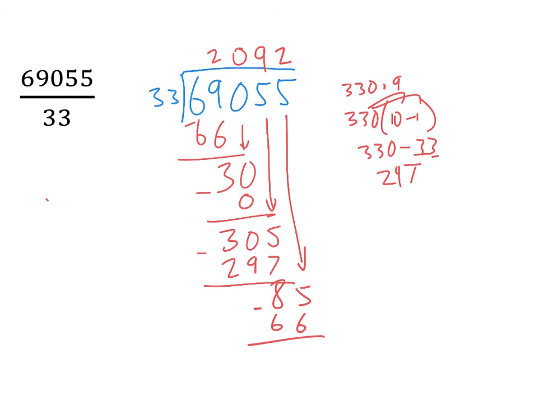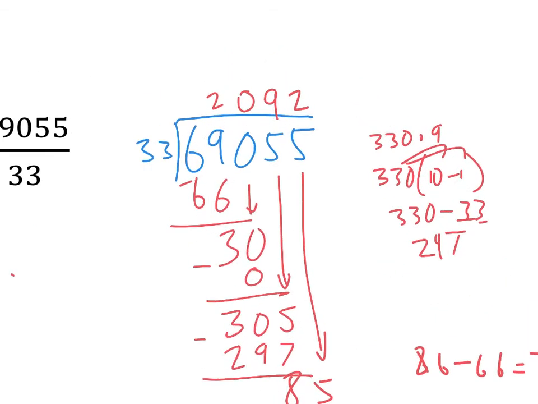Okay. Well, what's an easier one? What's 86 minus 66? That's 20. If we're doing 85, that's a little closer. These two numbers are closer, so this is 19. See that? And that's your remainder. So we have 19/33.